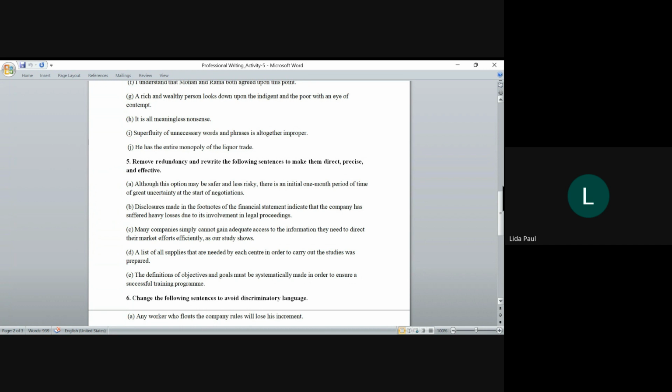So if you rewrite this sentence, it is going to be read as, although this option may be safer, there is 1 month of great uncertainty at the start of negotiations.